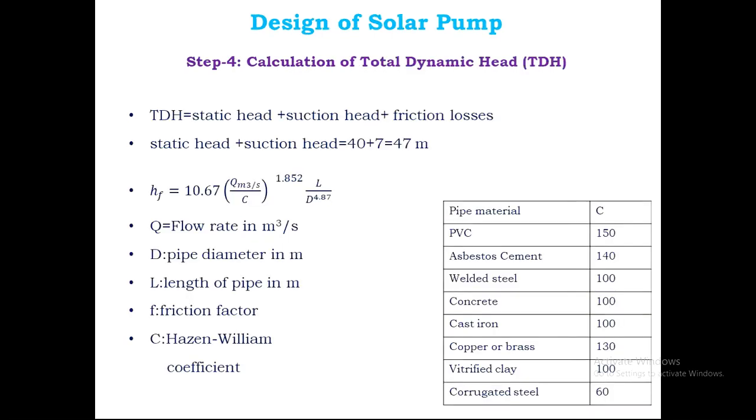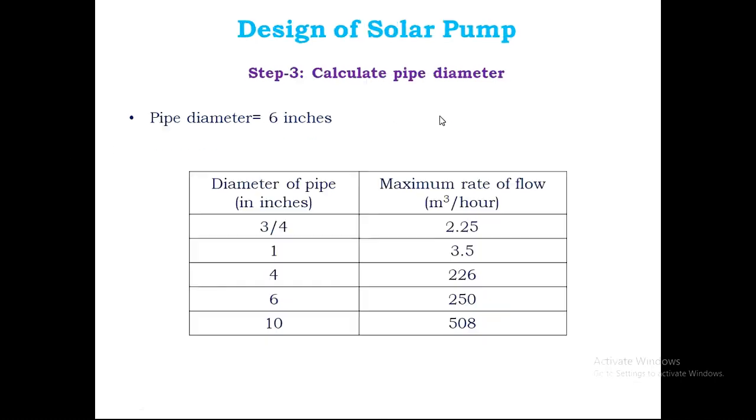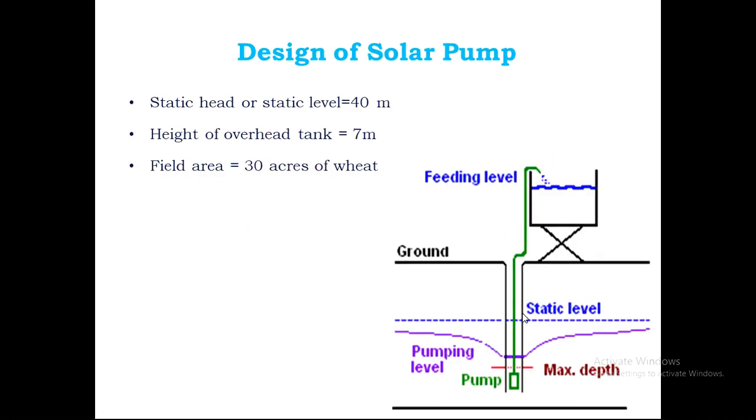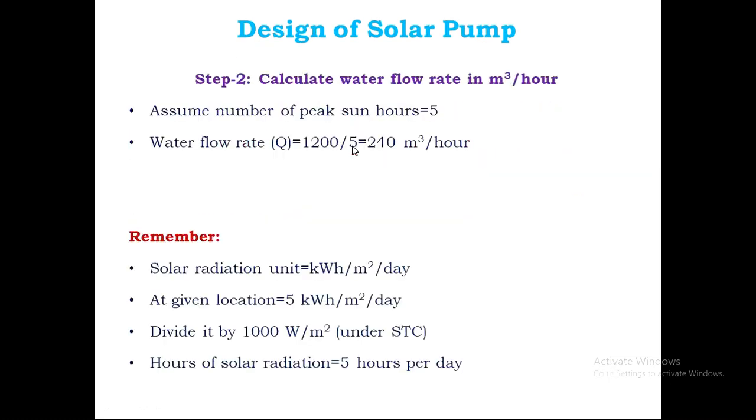Now you have to calculate the total dynamic head. Total dynamic head is calculated to determine the pump sizing. Pump sizing is generally taken in horsepower, so we have to calculate how much horsepower of pump is required. For that, first you have to calculate the total dynamic head. Total dynamic head is nothing but the static head plus suction head plus friction losses. Static head means from the top of the water level to the ground surface. Suction head means this one. So here 40 plus 7, 47.